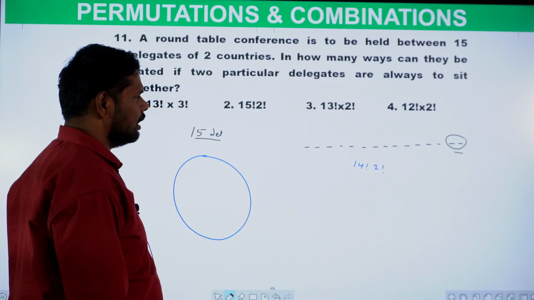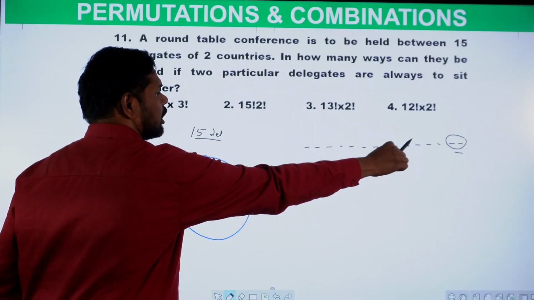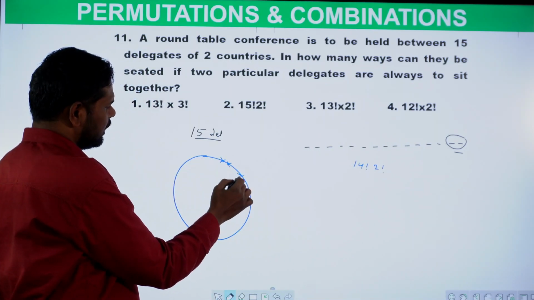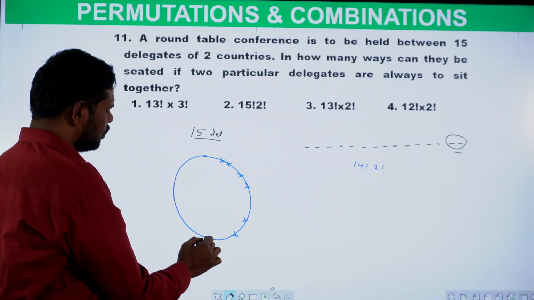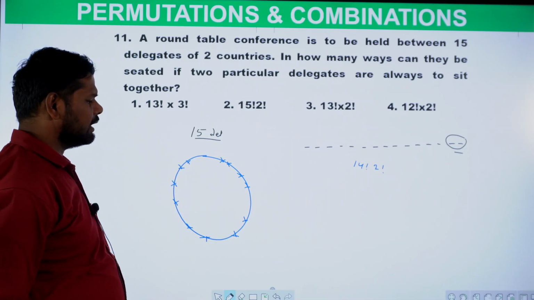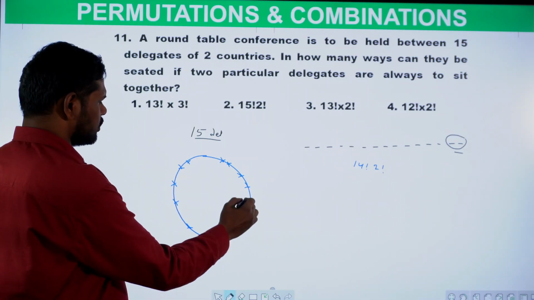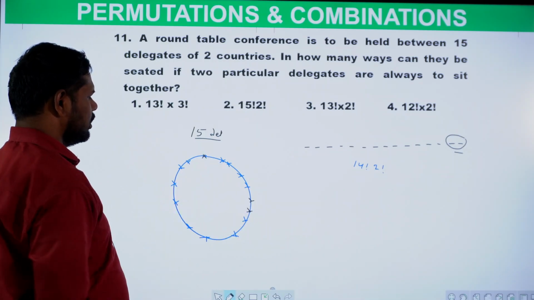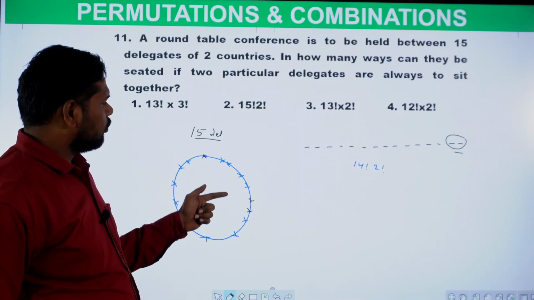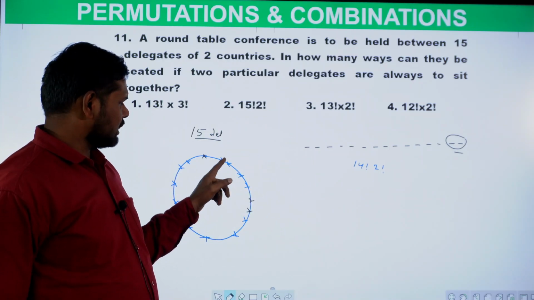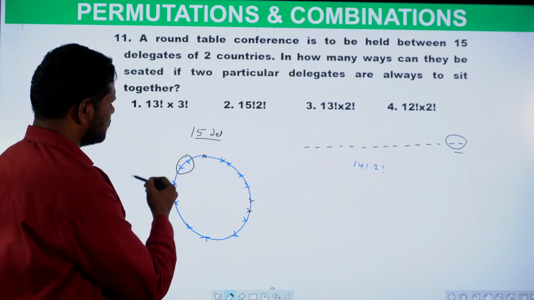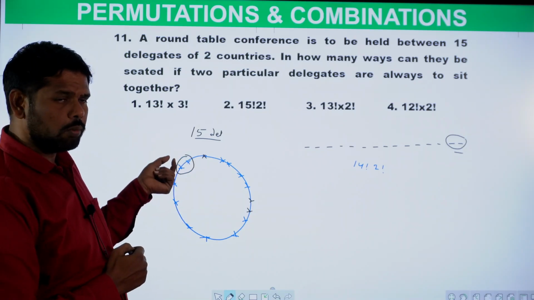But in a circle, again 13, and those 2 form a group. Always those two are either here or here or here. Right? The 2 are definitely consecutive to each other, so anywhere it is possible. Clear? Now again the same, 13 persons, and those 2 persons form a group.